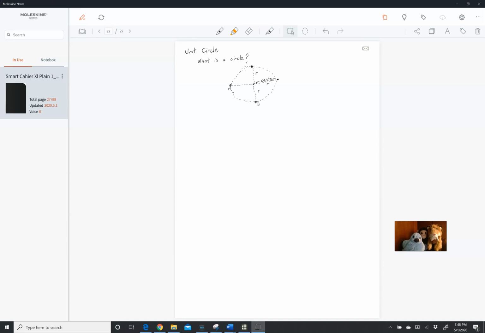So a circle, the way that we would define it, would be all points that are a fixed distance r from a single point. That r is your radius, and this single point here is the center of your circle.